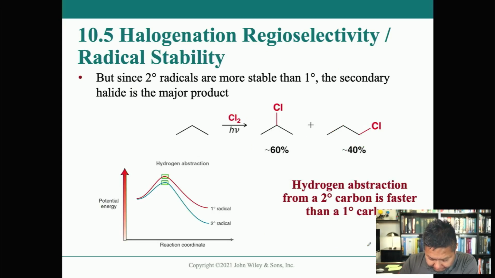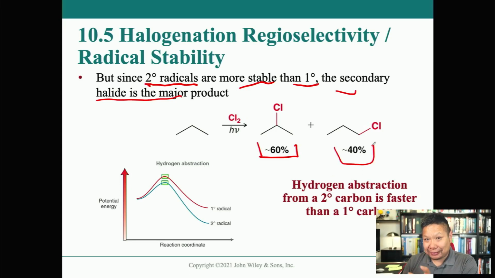And the reason why is, if you notice here, since secondary radicals are more stable than primary radicals, the secondary halide is definitely the more prominent one, right? It's 60% versus the 40% of the primary one, but they're still in pretty even amounts, right? I mean, you're not far off from half and half there, right?